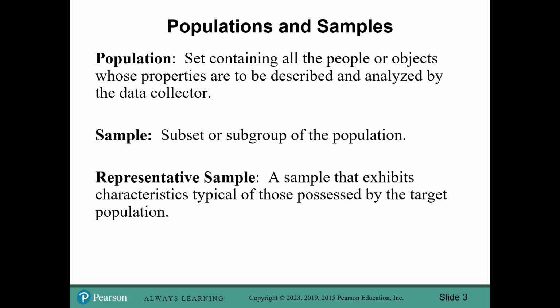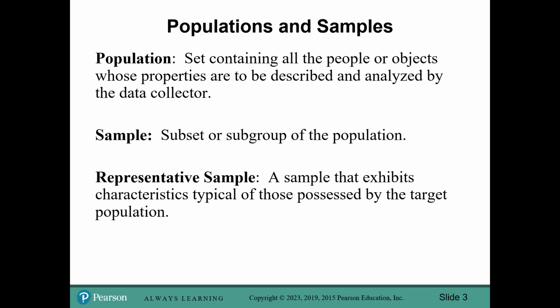So, populations and samples in stats. A population is a set containing all of the people or objects whose properties are to be described and analyzed by the data collector. Right? A sample is a subset or subgroup of the population.